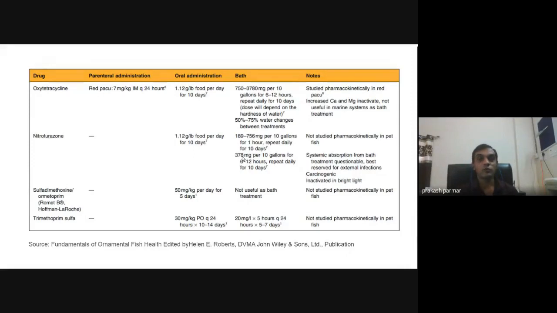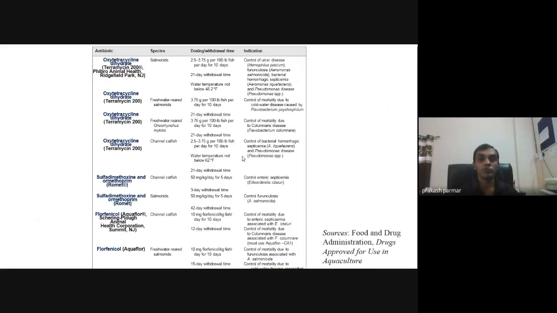And whatever antibiotics we are using nowadays, they are not all approved ones. Only three antibiotics are still approved by the Food and Drug Administration. They are oxytetracycline, then Romet 30, which is a combination of two drugs, sulfadimethoxine and ormetoprim, and florfenicol. So these three drugs are the only ones approved by the Food and Drug Administration for aquaculture. For aquarium fishes, we can use over-the-counter drugs.